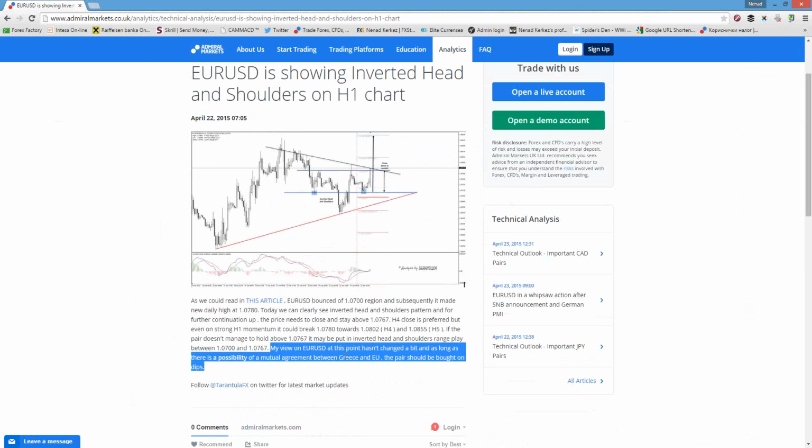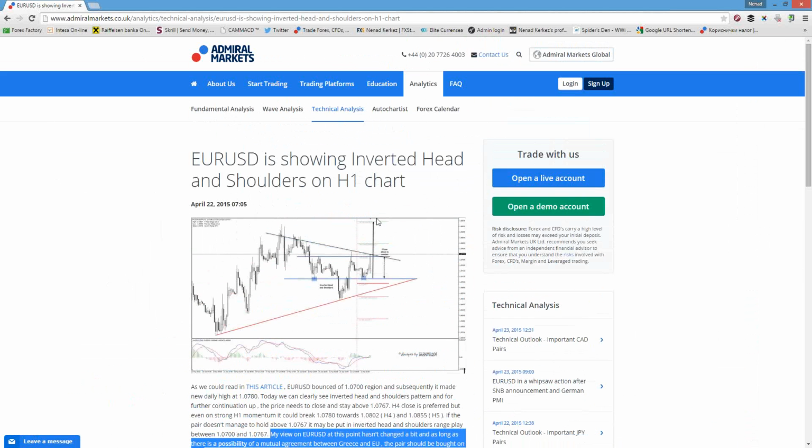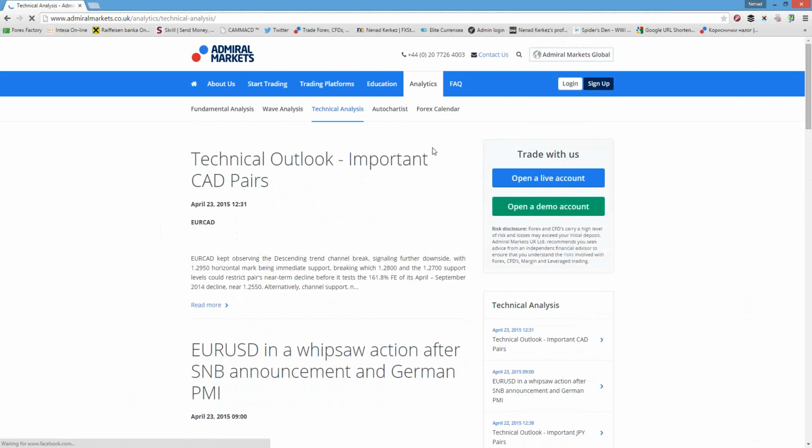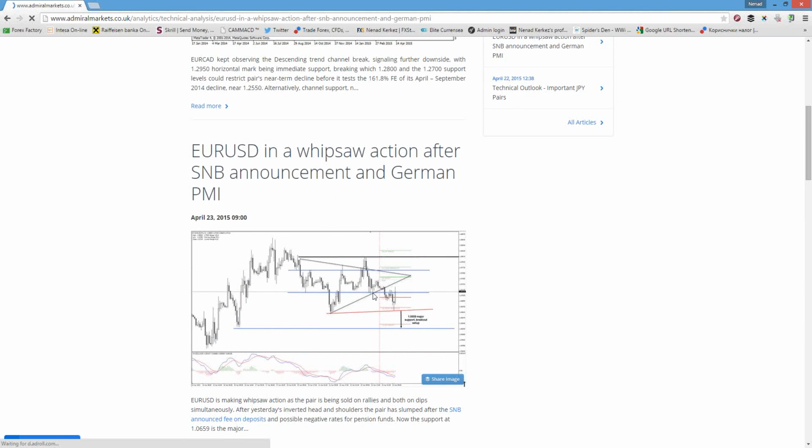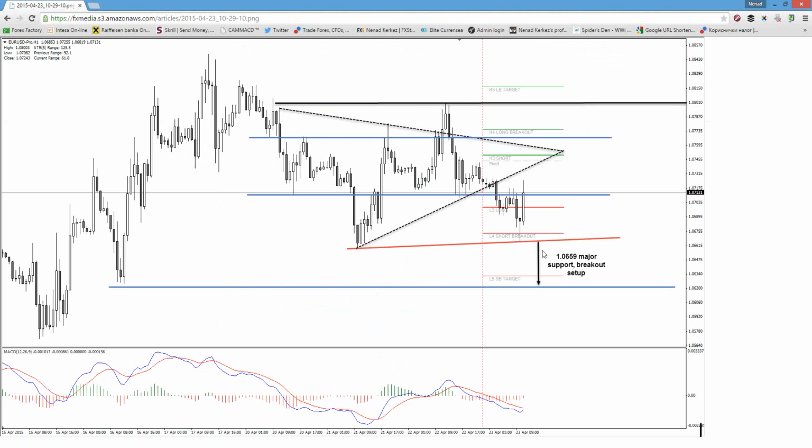I said yesterday, my view on euro-dollar at this point hasn't changed a bit. As long as there is possibility of a mutual agreement between Greece and Eurozone, the pair should be bought on dips. Yes, today we had basically buying on dips. And exactly 20% of the time, basically, we use that to buy euro on dip. That single dip happened at the start of a London session. Okay? What happened after that initial time? The euro-dollar just went up, up, up, up, up, hitting 80.20, and there is possibility that it will go to 80.50.